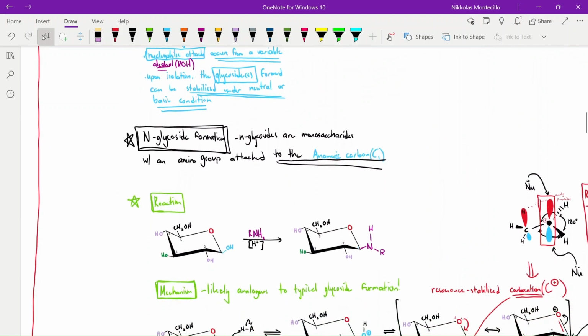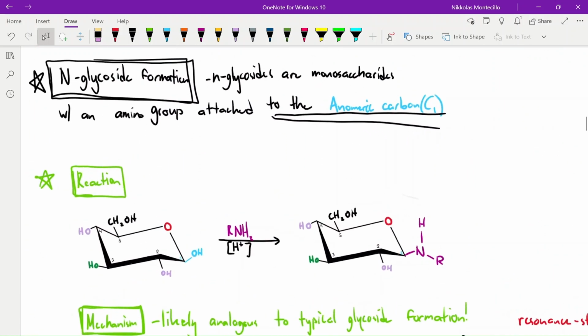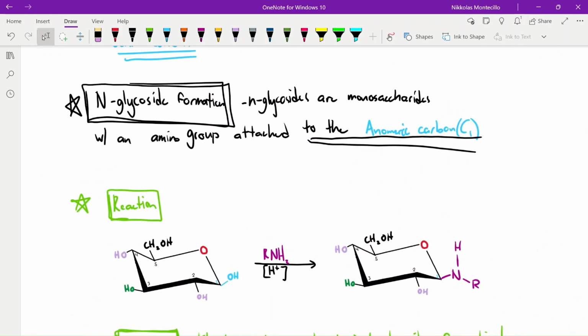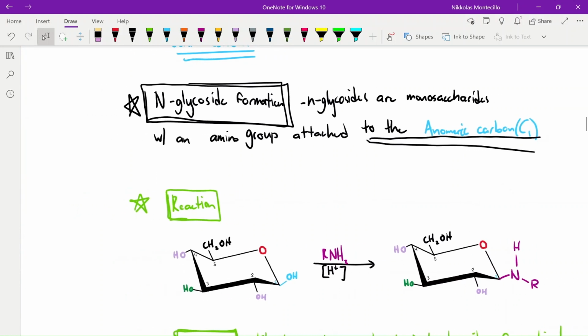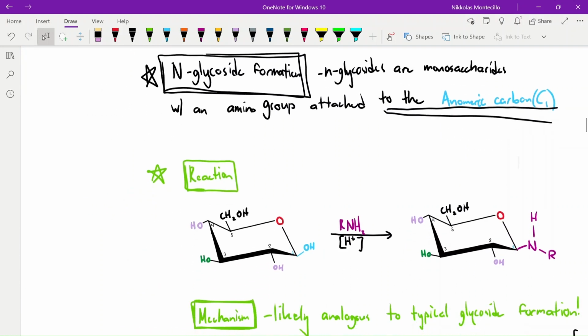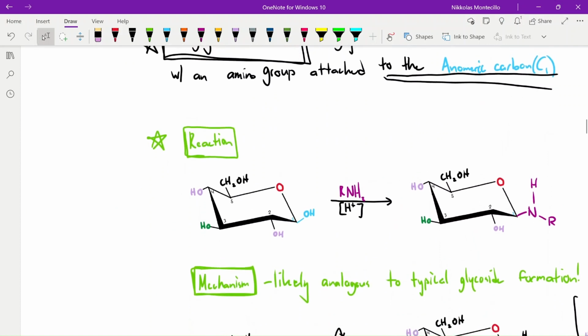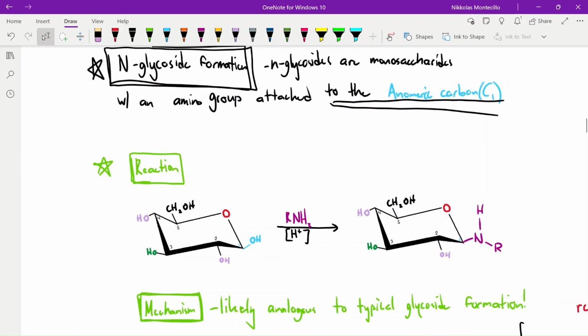Now, N-glycosides are just monosaccharides with an amino group instead of a hydroxyl group attached to the anomeric carbon. So we see here that instead of an alkoxy group forming, we can see that an amino group forms instead.